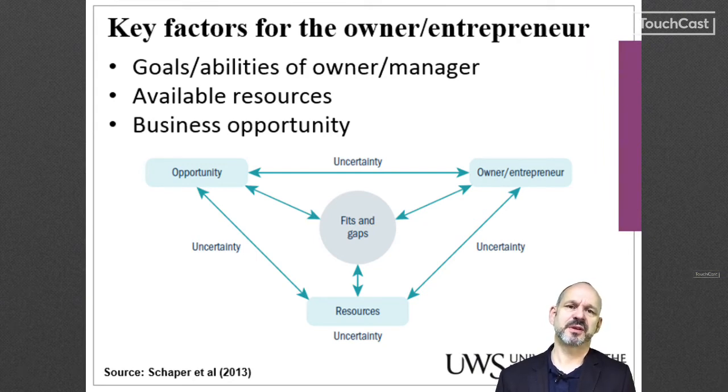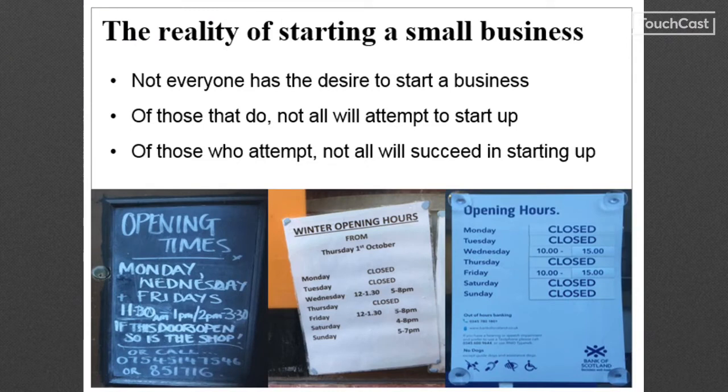Shaper et al. 2013 identified 3 key factors for the owner-entrepreneur to consider, not just at startup, but on an ongoing basis throughout the business's development. And these are the goals and abilities of the owner-manager, the available resources, and also the business opportunity. Now, whilst it's extremely likely that many of you will end up working in a small business, very few individuals will actually manage to get a business off the ground, and this is because not everyone has the desire to start a business. Of those that do, not all will attempt to start up, and of those who attempt, not all will succeed in starting up.